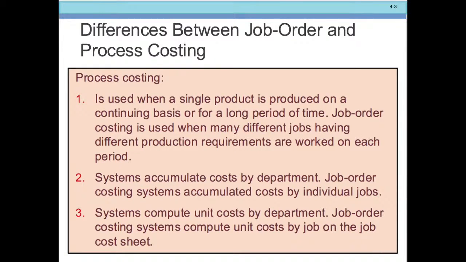So the differences between them are process costing is used when a single product is produced on a continuing basis or for a long period of time. Job order costing is for many different jobs having different production requirements and are worked on for each period. So an example would be if I was a furniture manufacturer, I would be manufacturing different pieces of furniture, and I would have to allocate time and materials and resources and so on to each piece of furniture to be able to figure out the cost, because there are obviously going to be significant differences between building a chair and building a table.